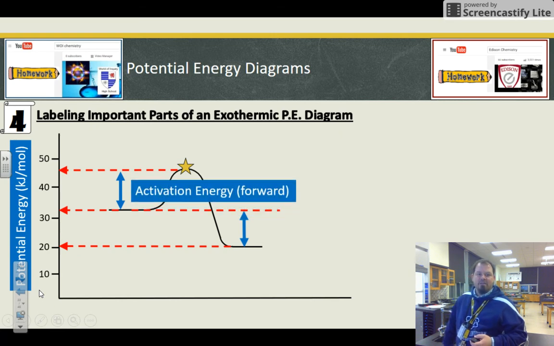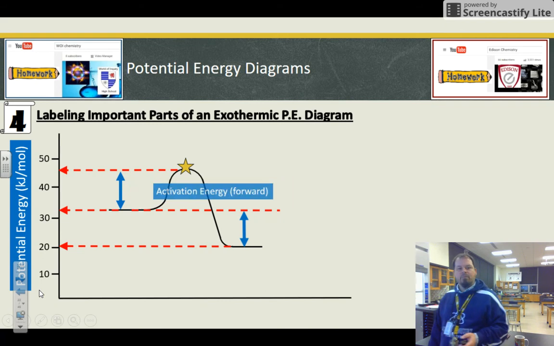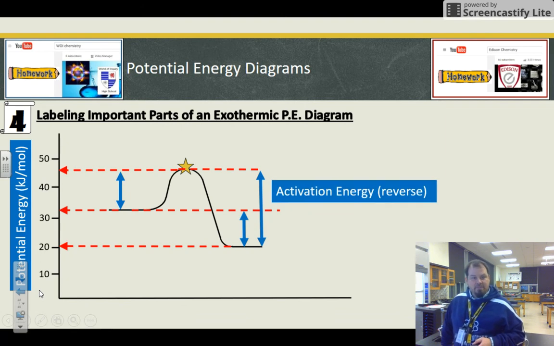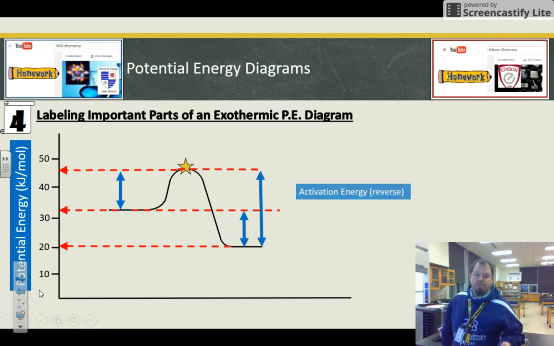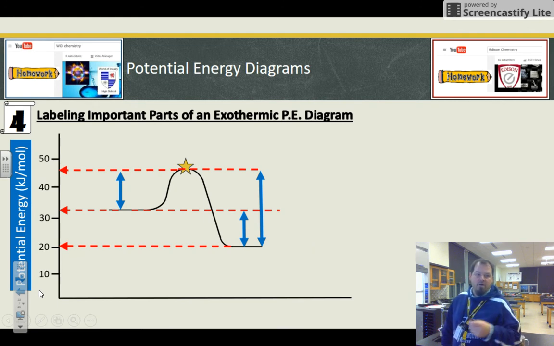I like to use the analogy of how much energy it takes to get the shopping cart to the top of that hill. Once I get to the top, do I have to put in energy, or can I just let go and watch the shopping cart go? That's kind of how these things work. This is the activation energy now in the reverse reaction. Notice the dotted lines are there. We're going to do a lot of dotted lining. That's it. These are all the important parts.